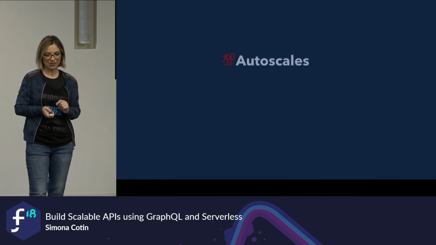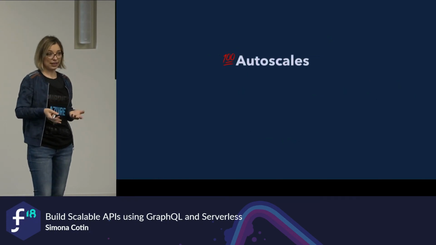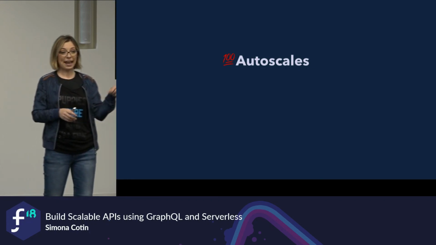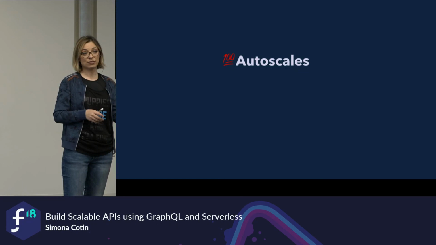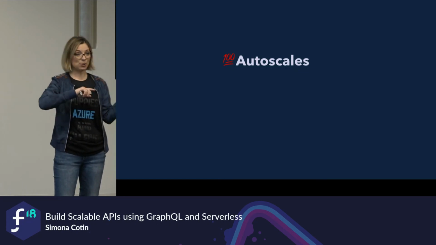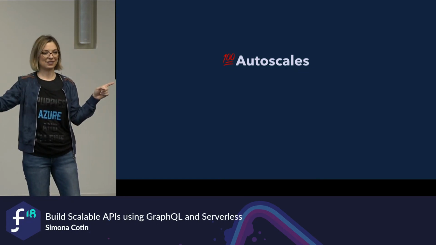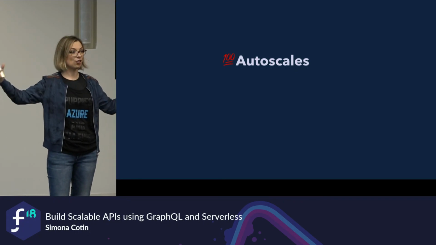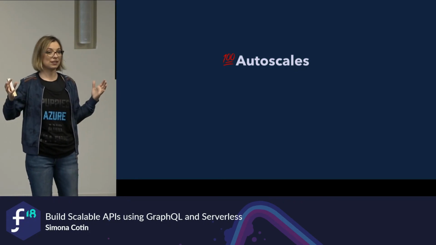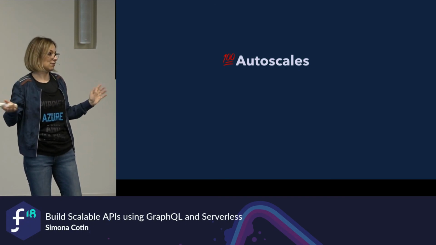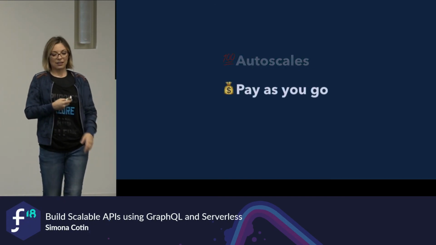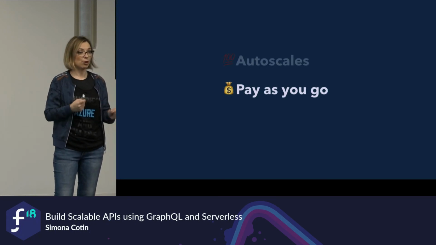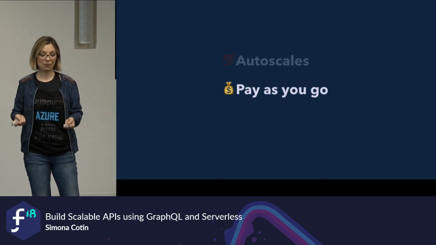Because serverless auto-scales. With GraphQL, we can ask for one field up to a gazillion fields. And GraphQL allows us to do that, to combine all the data that we want to retrieve. And that's what auto-scaling is, right? With serverless, we pay as we go. We only pay for the resources that we're using.